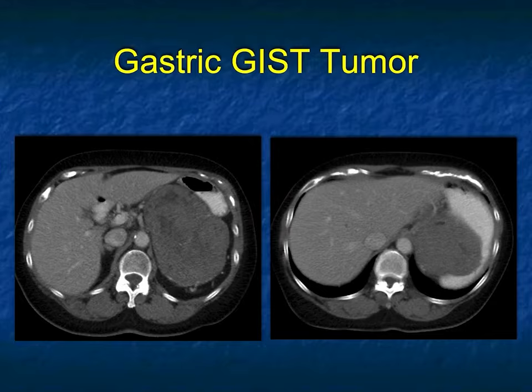Remember, gastric GIST tumors can be somewhat vascular. GIST tumors in general, about 30% occur in the stomach. When they occur in small bowel, the smaller lesions are typically hypervascular. The larger lesions are typically relatively hypovascular and can have areas of necrosis. So a real nice example of a gastric GIST tumor.